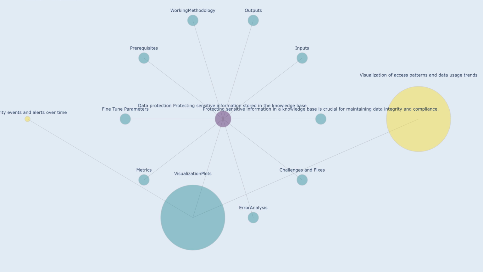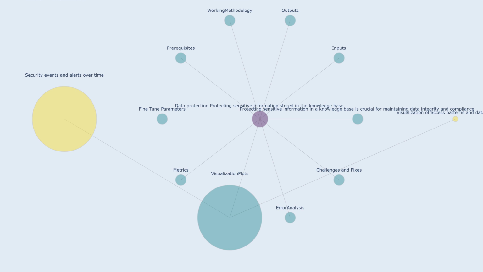Visualization plots. Visualizations of access patterns and data usage trends can help identify anomalies and potential security risks. For example, graphs showing the frequency and location of data access can reveal unusual activity or potential unauthorized access. Security events and alerts over time can provide a historical view of security incidents and trends. This helps organizations understand the evolving threat landscape and proactively address potential threats.